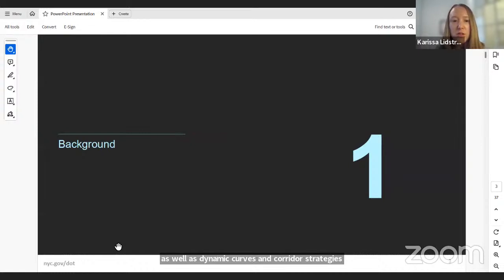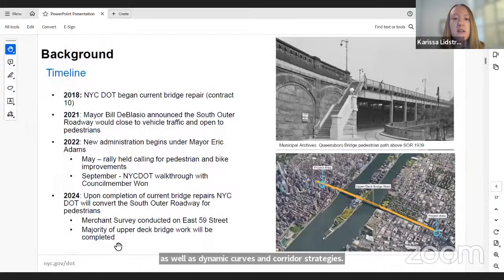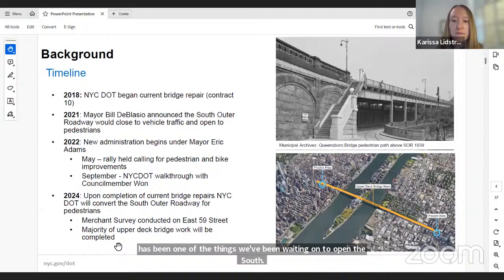Going into a little bit of background about the project, I think a lot of you know that during the de Blasio administration, it was announced that the South Outer Roadway would close to vehicles and open to pedestrians, and that would be something that New York City DOT would take on. When that was announced, DOT was already undergoing construction on the upper deck of the Queensboro Bridge, and that work has continued through today and has been one of the things we've been waiting on to open the South Outer Roadway to pedestrians.